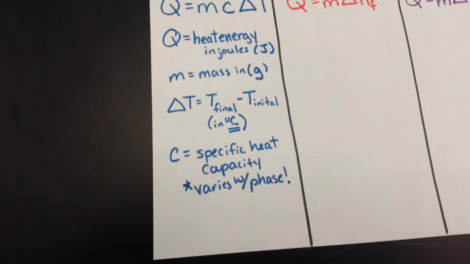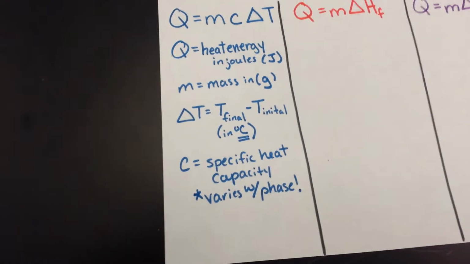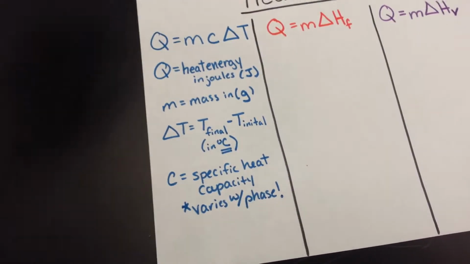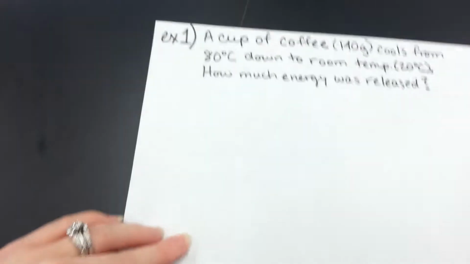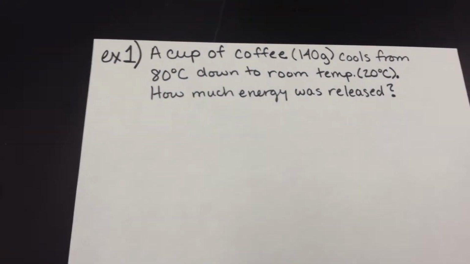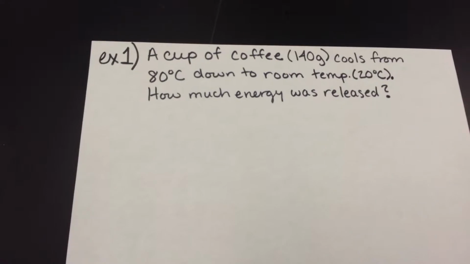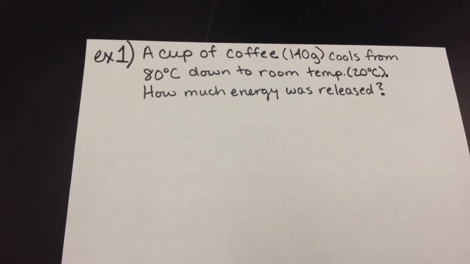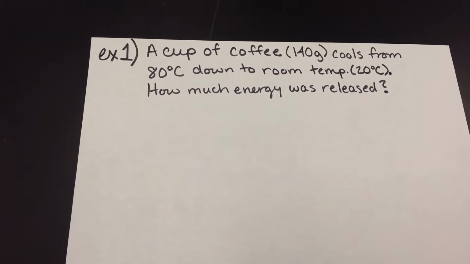So let's look at an example that uses this formula. Our question is, a cup of coffee, which has a mass of 140 grams, cools from 80 degrees Celsius down to room temperature at 20 degrees Celsius. How much energy was released?